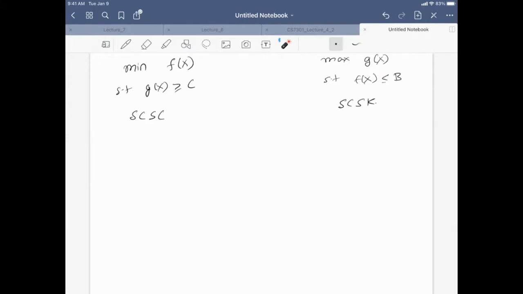It turns out that SCSC and SCSK both appear in many natural problems, for example, where g is some utility function and f is a cost, and you want to have the cost function be low. There are several applications of this paradigm. Unfortunately, it turns out that both of these are also NP-hard, but they are not necessarily inapproximable anymore. So you can still approximate them.